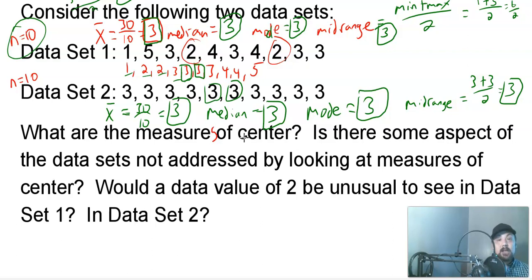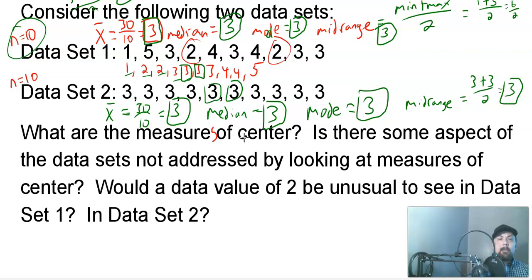So it would not be shocking to see a 2 occur if we were to collect more data in data set number 1. Would it be unusual to see a 2 show up in data set number 2? Yes. We would be surprised by that because clearly data set number 2 has established a pattern that the answer is always 3. Wherever that measurement's coming from, it's always 3. It would be surprising. It would be unusual for a 2 to show up there.